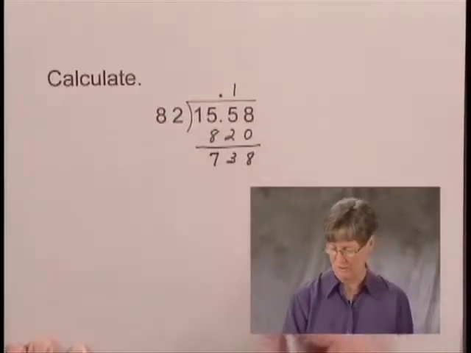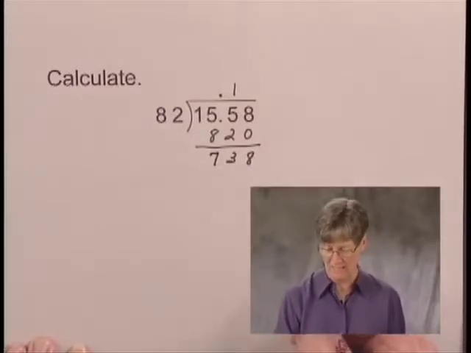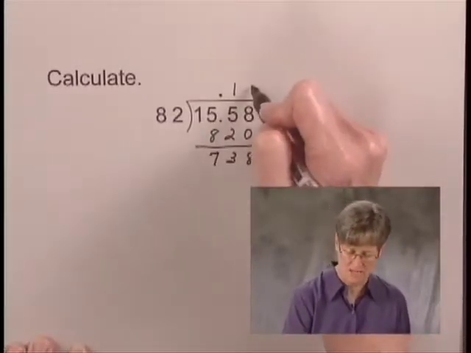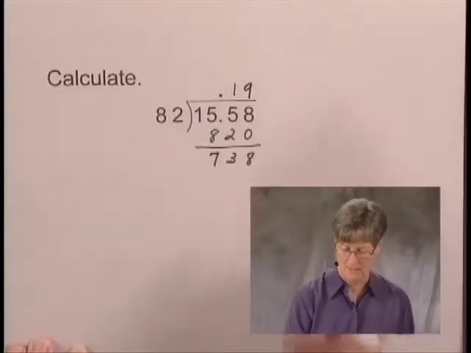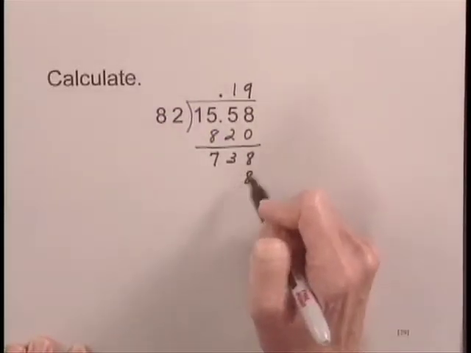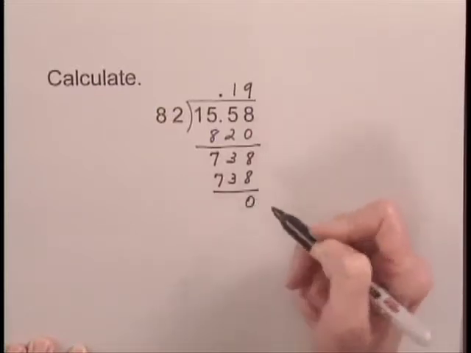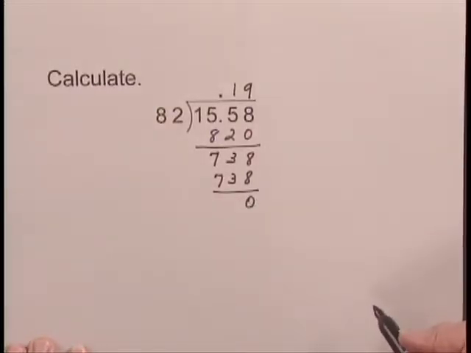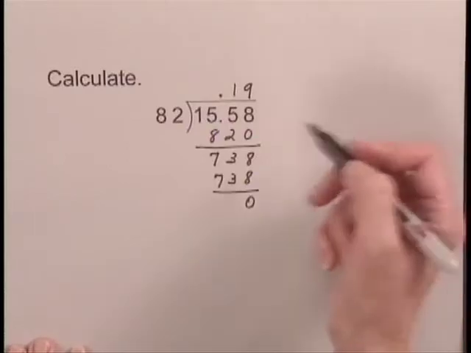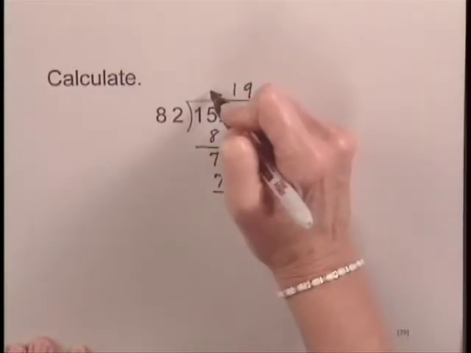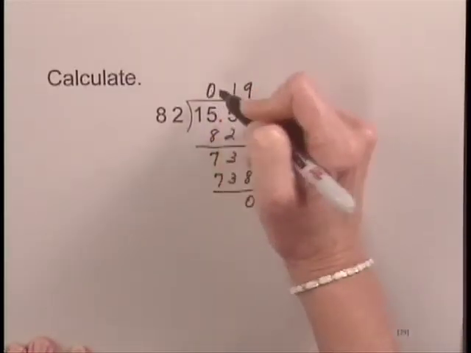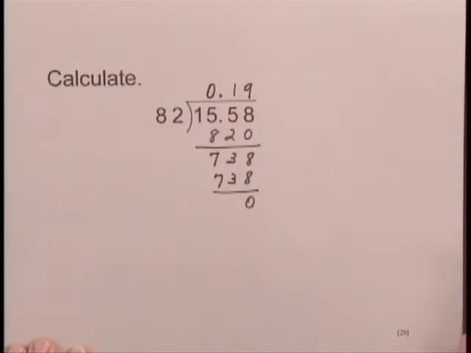Now I look at 82 into 738, and let's try 9. And when I do that multiplication, I do get 738. The difference is 0. So the division is finished, and we would say that the quotient is, and we would write this in this case with a 0 preceding the decimal point. So we would write 0.19 for the quotient.